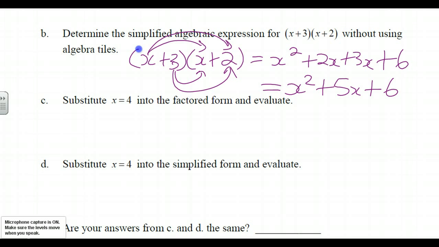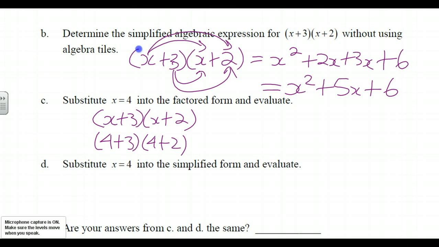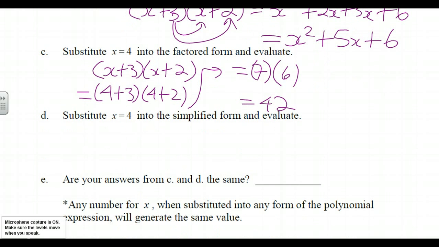Substitute x equals 4 into the factored form and evaluate. This is factored form. Okay, so factored form will have a set of brackets, at least one set of brackets. Substitute x equals 4. So we go 4 plus 3 and 4 plus 2. 42. Substitute x equals 4 into the simplified form and evaluate. So our simplified form is x squared plus 5x plus 6.